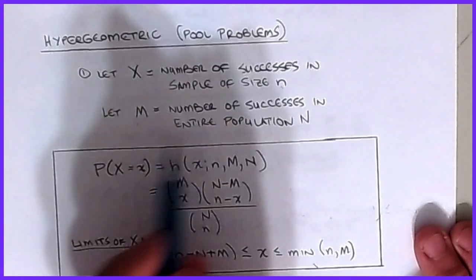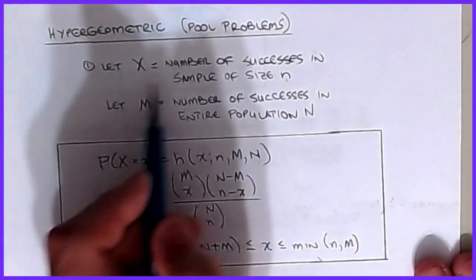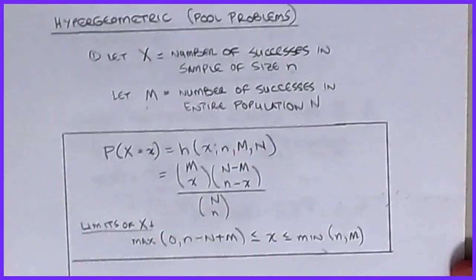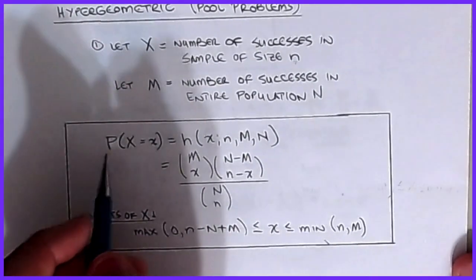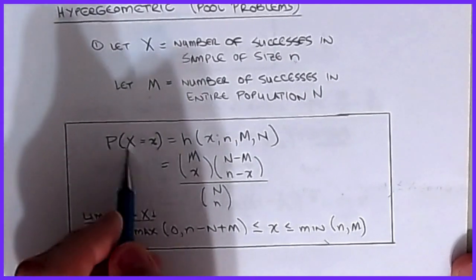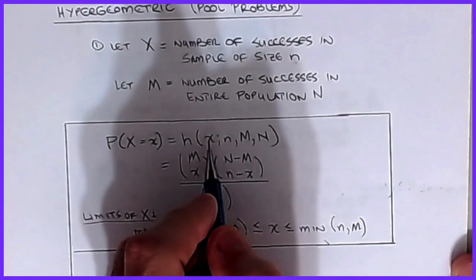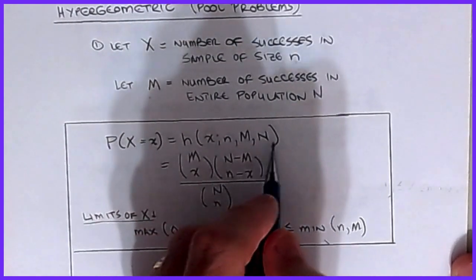Okay, so these uppercase letters are working on the entire population, and then lowercase n has to do with my sample, and x is the number of events in the sample that I'm looking for. Okay, so we're hypergeometrically distributed if we have a probability of X equal to my little x being hypergeometrically distributed. The parameters I need are x, little n, big M, and big N.